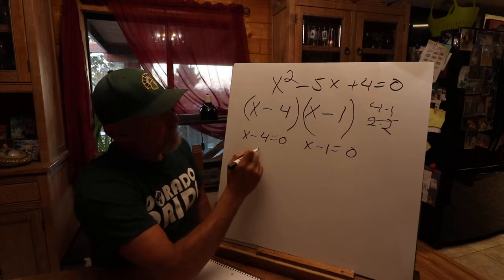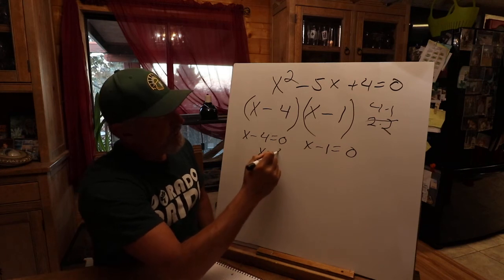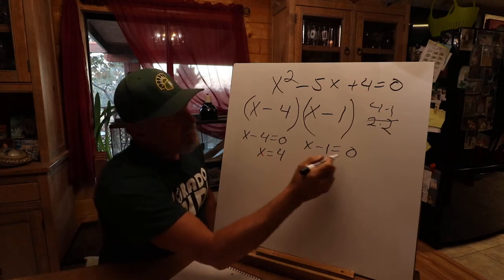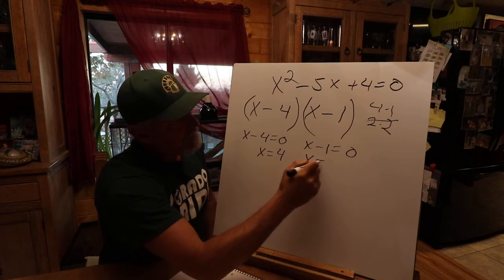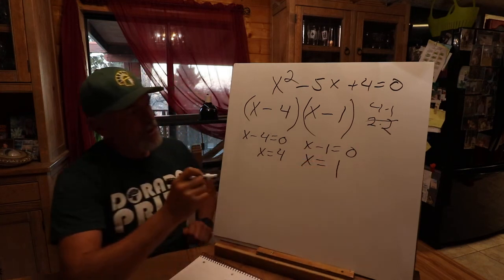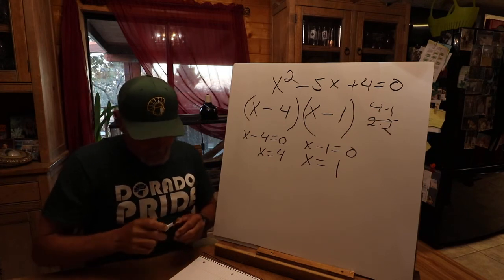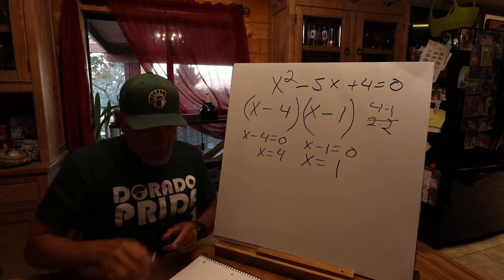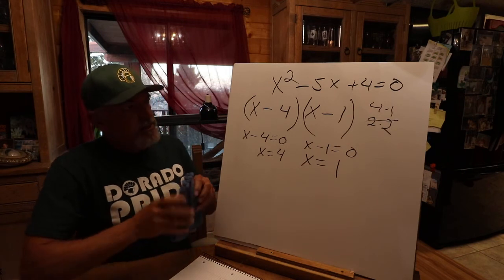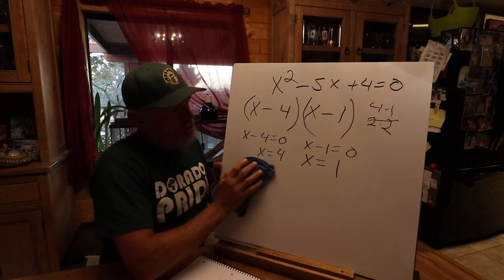Add 4 to both sides for the first one, and you get x equals 4. Add 1 to both sides for the second one, and we get x equals 1. And that is solved. The second example, and I think this will be the last example. I think 2 examples for you should do it.